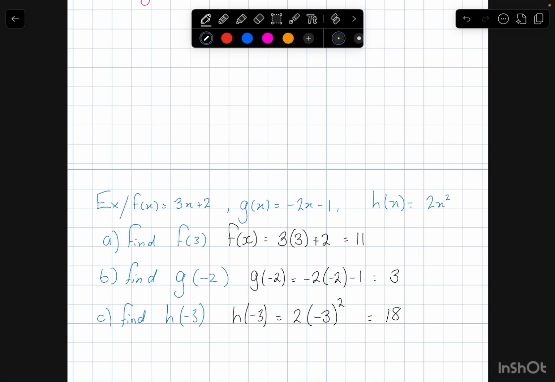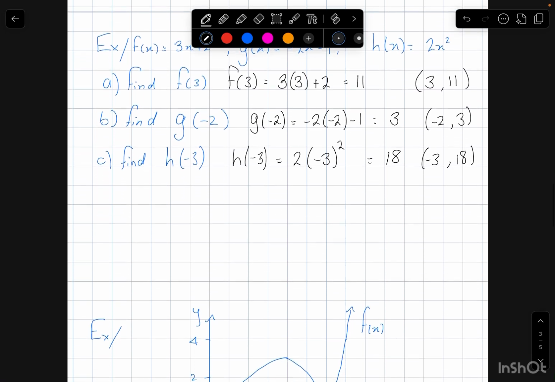What can also be represented here is a coordinate, an x and a y coordinate. The x values are super easy to pull out. They are the values inside the brackets of the function. So I've got 3, I've got negative 2, and I've got negative 3. I just realized this here should be 3. The y coordinate is the result of the function having the x inputted into it. So the first one is 11, then 3, then 18. So I've actually got a set of coordinates.